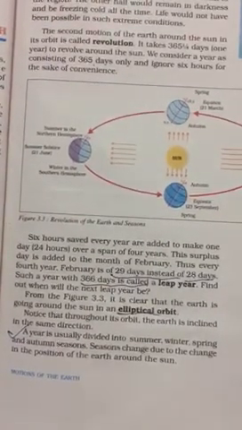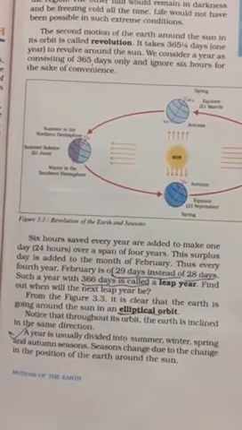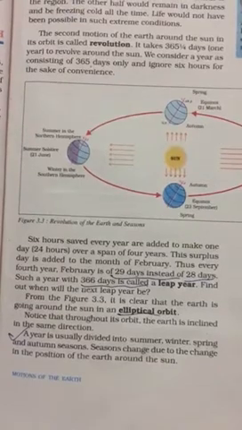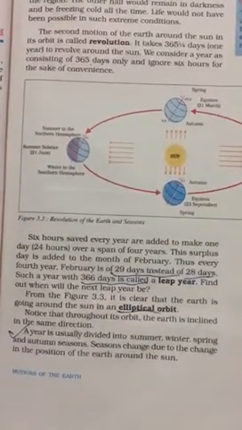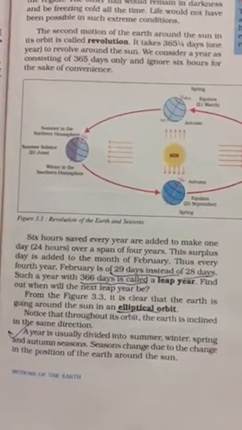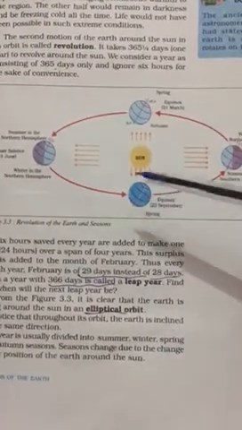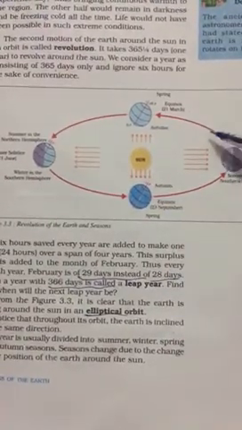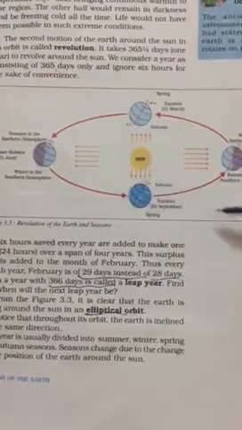It takes 365¼ days, approximately 1 year, to revolve around the Sun. We consider a year as consisting of 365 days only and ignore 6 hours for the sake of convenience. Look at this picture. This is the Sun and the Earth is moving around the Sun. This is the revolution.